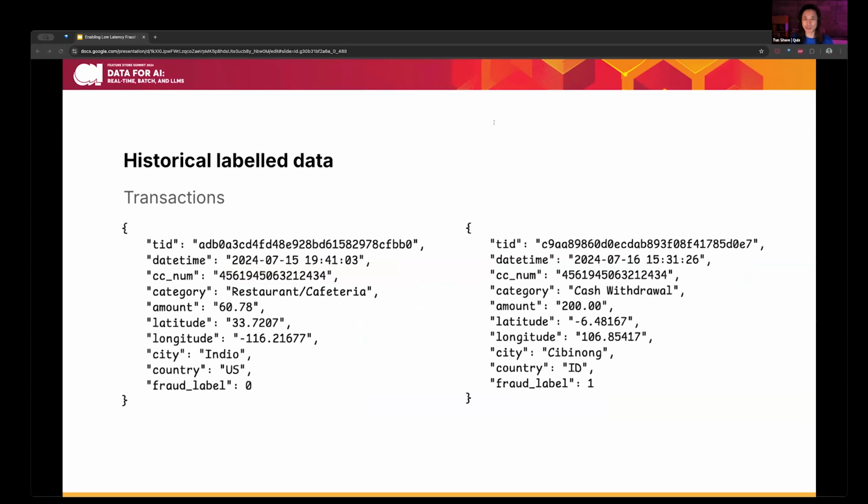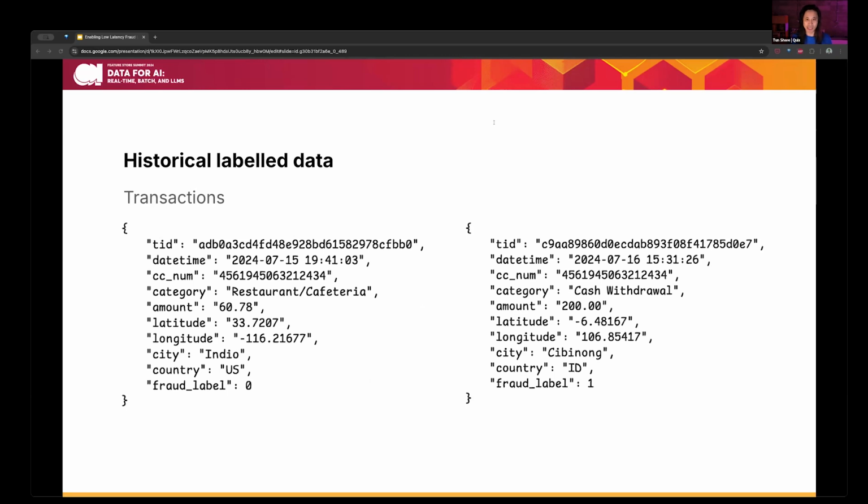Let's take a look at the data with the example of fraud detection for credit card transactions. I've taken these example records from Hopsworks synthetic data generator. If you look at the transaction on the left, you can see that there's a natural key there. You've got a credit card number, and there's a purchase in a restaurant or a cafeteria in a city in the US. And now if you look on the right at that transaction, you can see that less than 24 hours later, there's a cash withdrawal in a city in Indonesia. So this is a really good, believable example of a transaction that's been labeled as fraudulent.